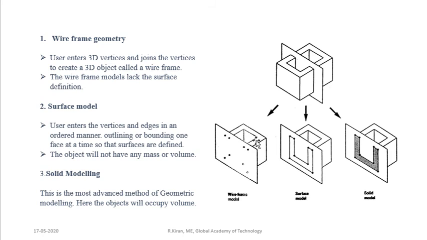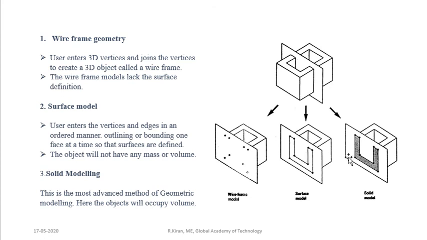In the case of wireframe geometry, the user enters the 3D vertices and joins them so that we can create a 3D object called the wireframe. These wireframe models lack surface definition. In surface modeling, the user enters the vertices and edges in an ordered manner, outlining or bounding one face at a time, so that the surfaces can be defined, and these objects will not have either mass or volume.